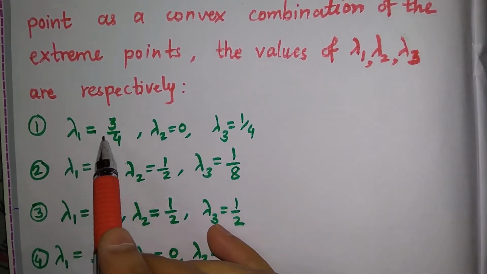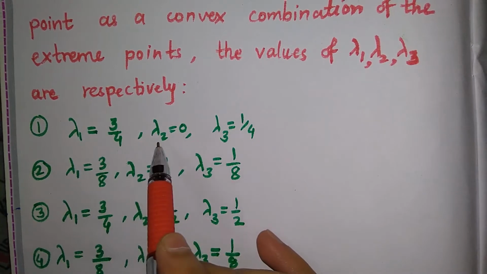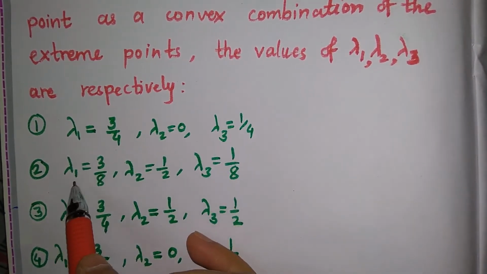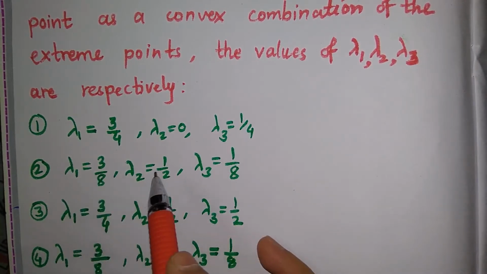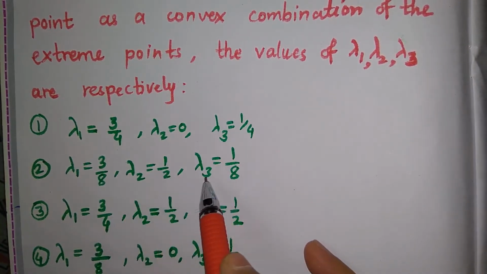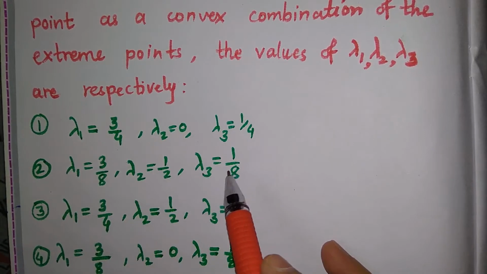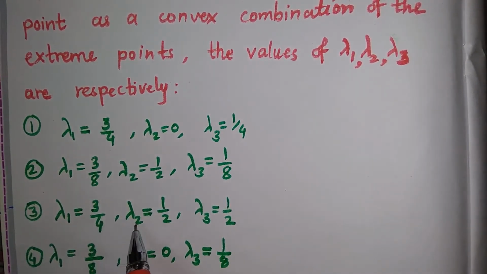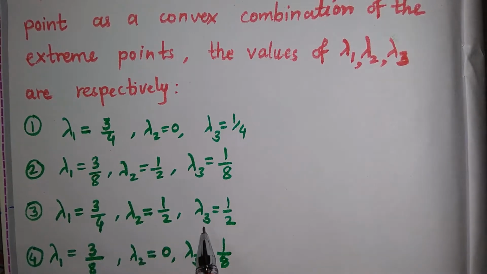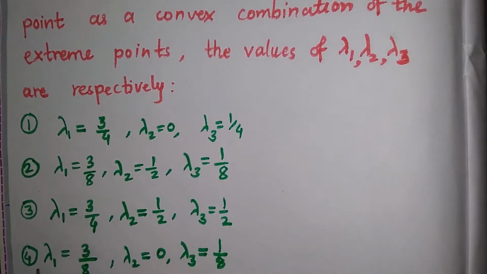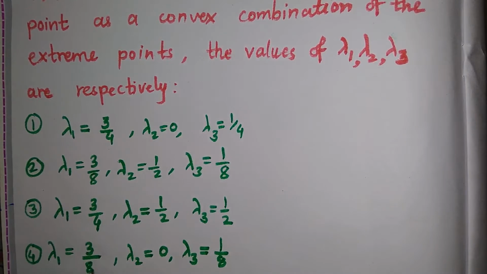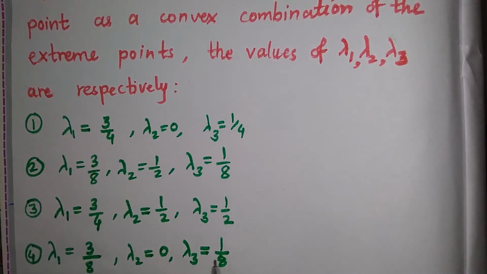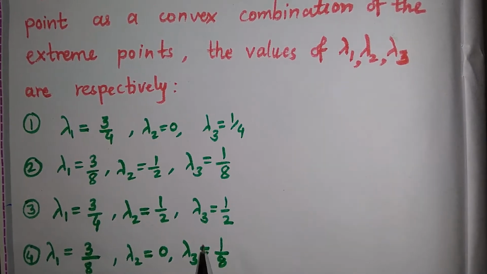first option is lambda 1 is equal to 3 by 4, lambda 2 equal to 0, lambda 3 equal to 1 by 4. Second option is lambda 1 is equal to 3 by 8, lambda 2 is equal to 1 by 2, lambda 3 is equal to 1 by 8. Third option is lambda 1 is equal to 3 by 4, lambda 2 is equal to 1 by 2, lambda 3 is equal to 1 by 2, and the last option is lambda 1 is equal to 3 by 8, lambda 2 is equal to 0 and lambda 3 is equal to 1 by 8.